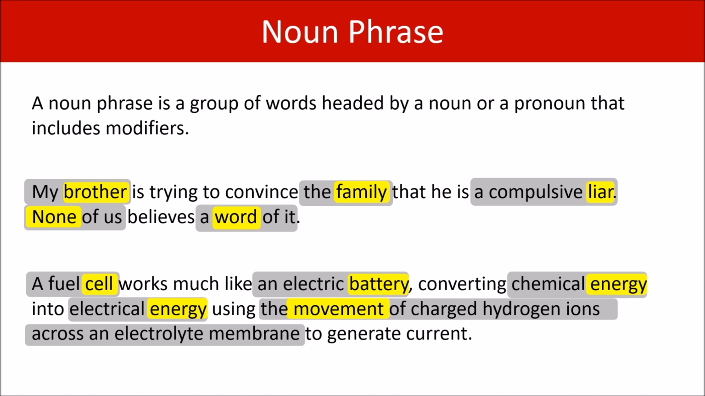Of course, you might have spotted that this noun phrase includes two embedded noun phrases. Charged hydrogen ions is a noun phrase, but here it's part of a modifier. An electrolyte membrane is also a noun phrase, but it's also part of a modifier. Both of those modifiers, of charged hydrogen ions and across an electrolyte membrane, modify the head noun movement. Okay, that was quite complicated, but hopefully it all made sense.